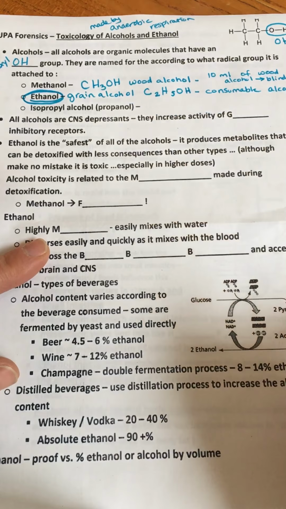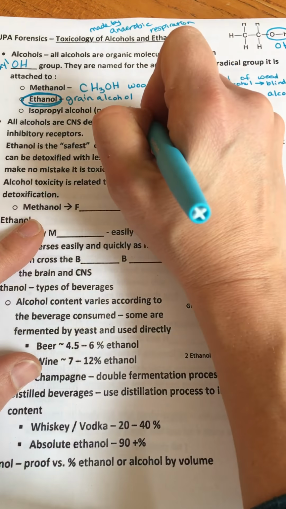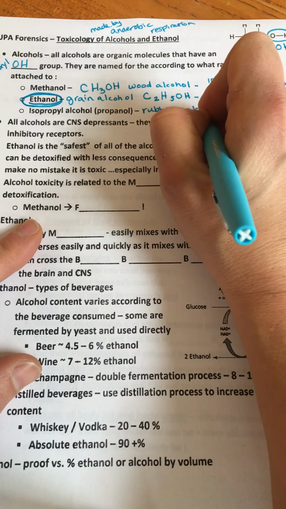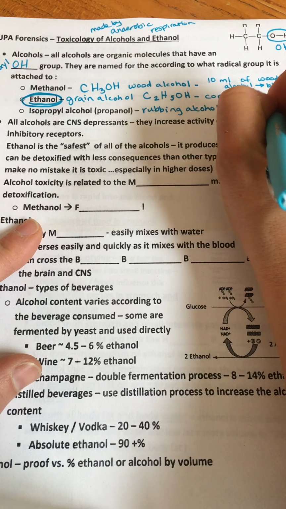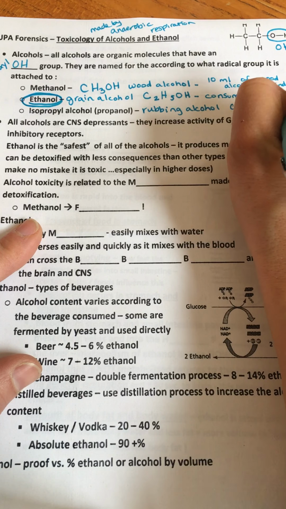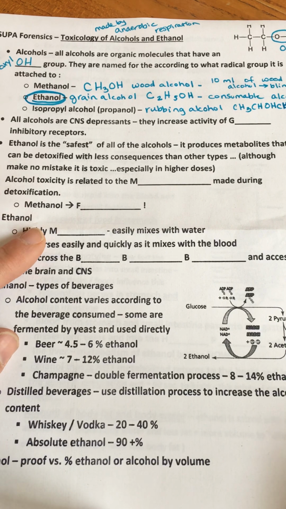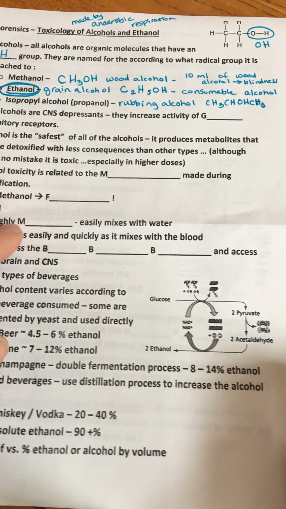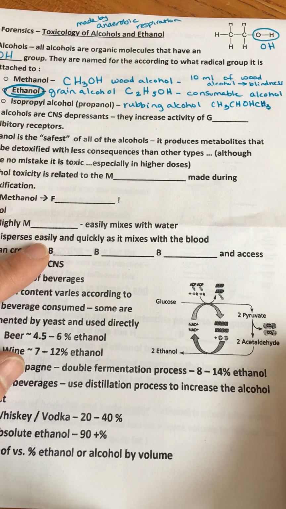And then the other alcohol that you need to know that's also not safe for consumption, but you probably have a little bit more interaction with, is rubbing alcohol, or isopropyl alcohol, or propanol. And this one's CH3CHOHCH3. Again, it's pretty toxic for consumption, so it can't be drunk. It can be absorbed through your skin and it can be inhaled, and all of that is dangerous for you. So this is also an alcohol that we have to be careful with.